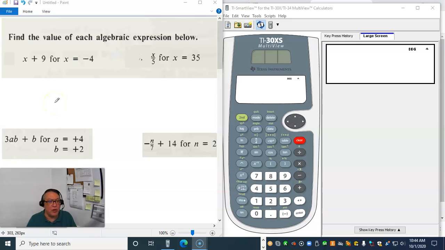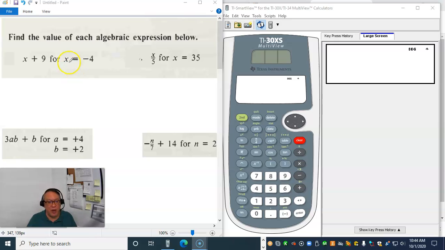The easiest way to do that is to look at the problem carefully, of course. And the problem says, find the value of each algebraic expression below. And we have our first one. Here's our expression, x plus 9. And then it says we want to find the value when x is equal to -4. So what does that mean? It means wherever we see an x, we're going to put in a -4.